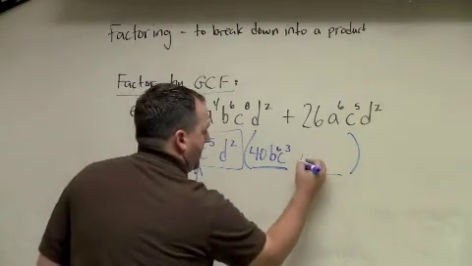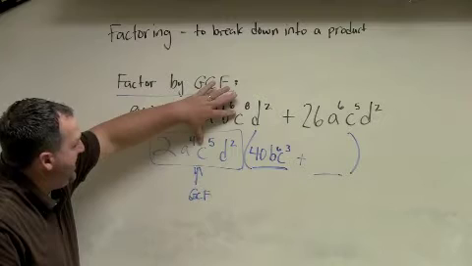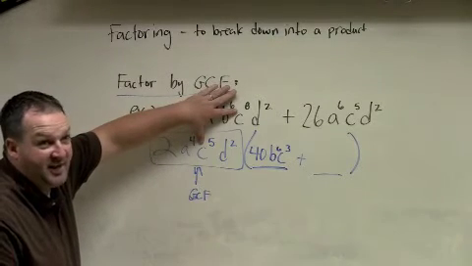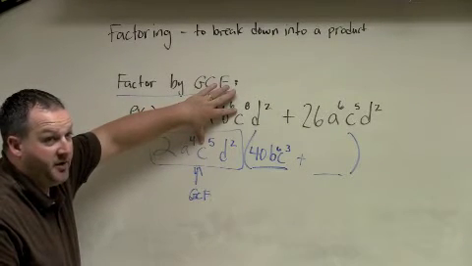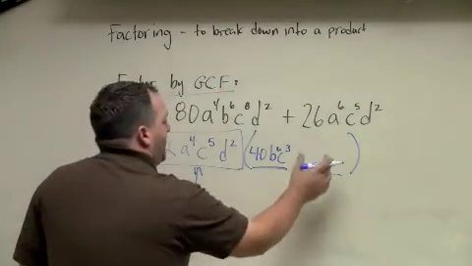How do you get C to the third? How did I get C to the third? Yes. C to the 8th divided by C to the 5th. You subtract the exponents, 8 minus 5, you get C to the third. Okay? Second piece is the same process.